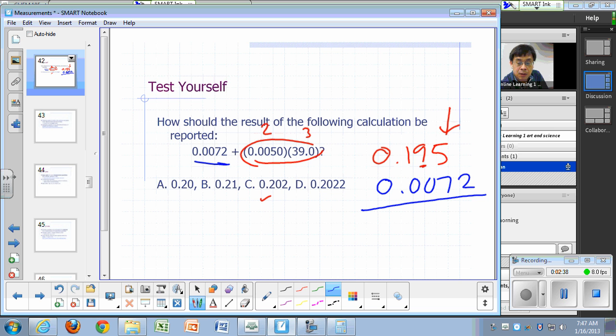So if you do that, you're going to get 0.2022. If you did this, this is the last sig fig for this term right here, and this is the last sig fig for the first term. So the answer is 0.20.